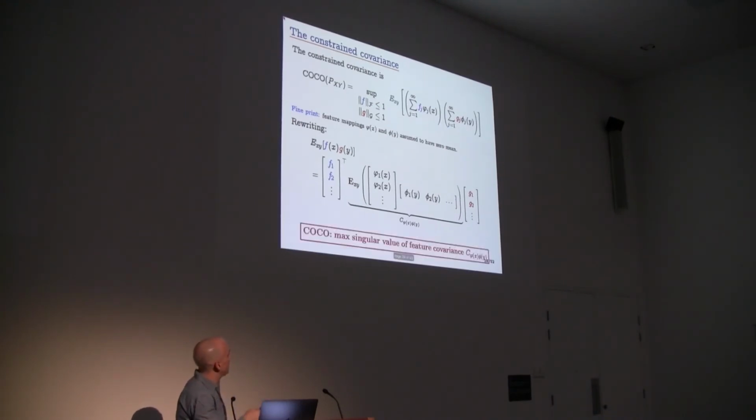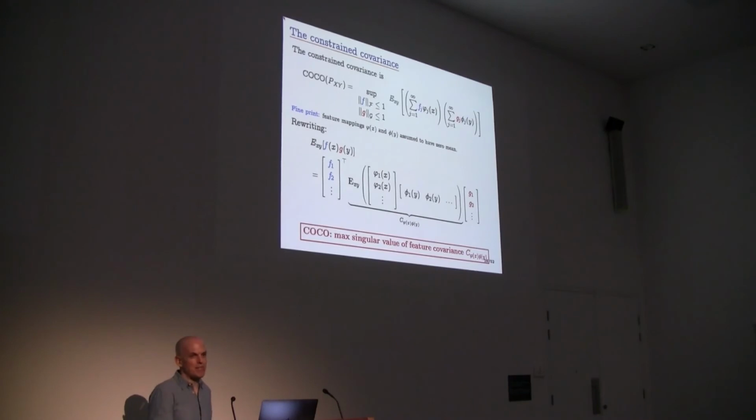This looks like the maximum singular value of this infinity by infinity matrix of expected covariance between features of x and features of y. So this is basically the matrix of covariances of every feature of x with every feature of y. It's an infinity by infinity matrix if I have infinitely many features. If I take the largest singular value of this matrix, this is my constraint covariance. And the largest singular vectors correspond to the coefficients of my functions. So that's the constraint covariance.